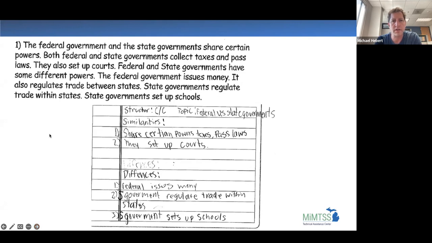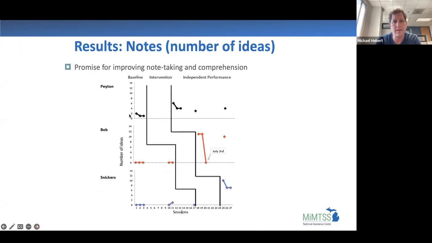Here's another compare contrast example, a different kid, but same thing there. What we saw was that kids, just in the number of idea units that they took notes about, improved over time. Peyton started out with just one or two pieces of information, and then in intervention did pretty well. And then we started representing four or five pieces of information. What was important to know here is it's not just the amount of information, but also that they were really focused on specific things related to the content.